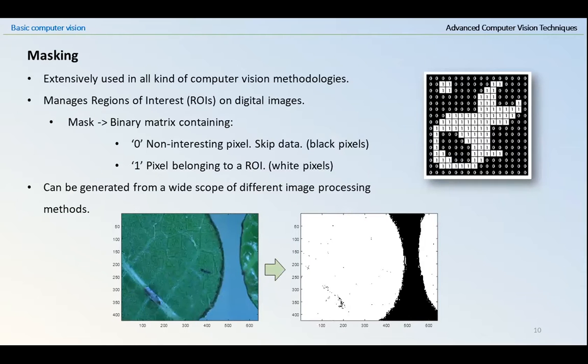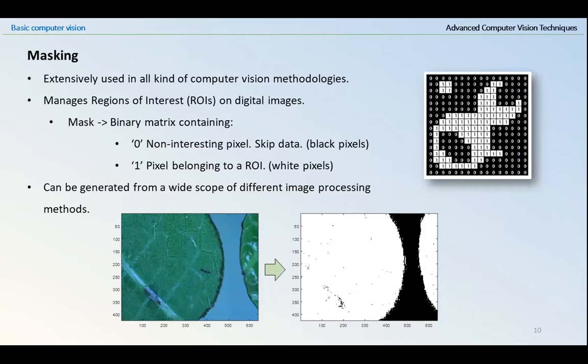First, this is probably the most used resource in computer vision and in any kind of methodology, from the most basic ones to the most complicated ones. Masking. A mask is an image of the same size as the image that we are going to process, but instead of storing color values, as we previously saw, it stores zeros and ones. It's a binary decision, false or true.